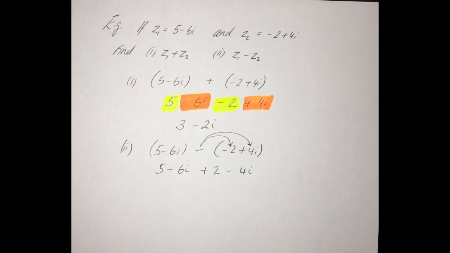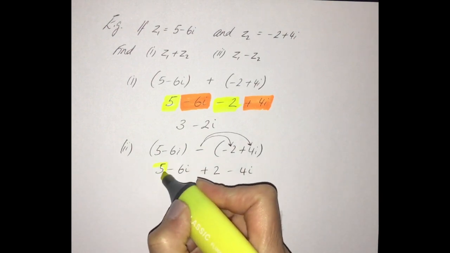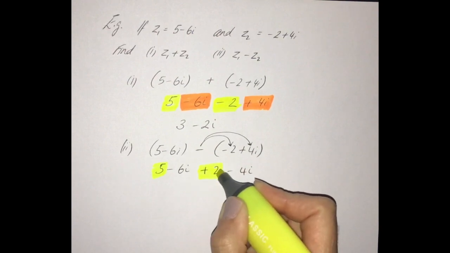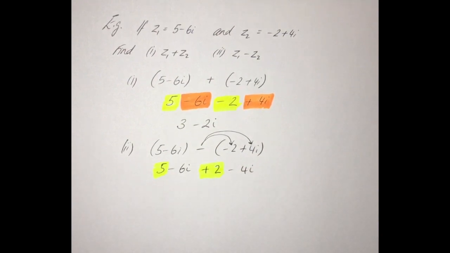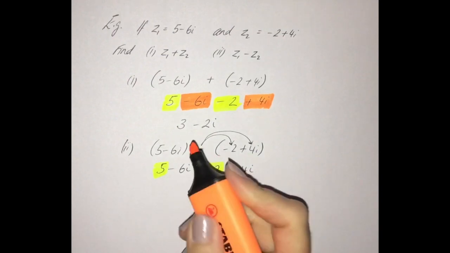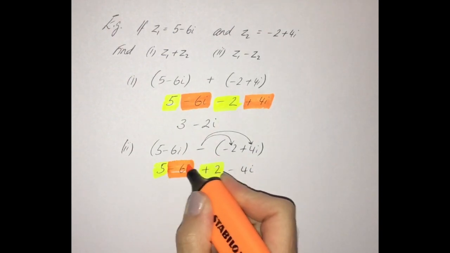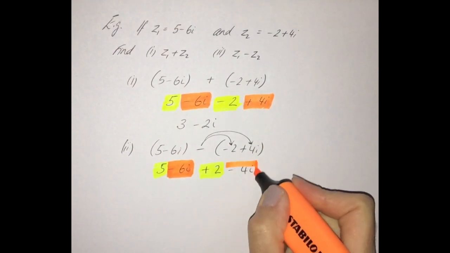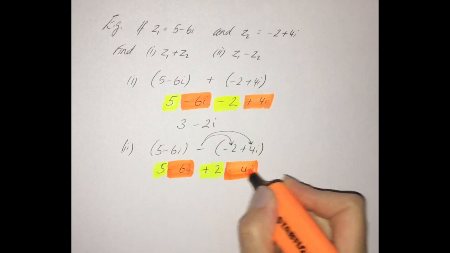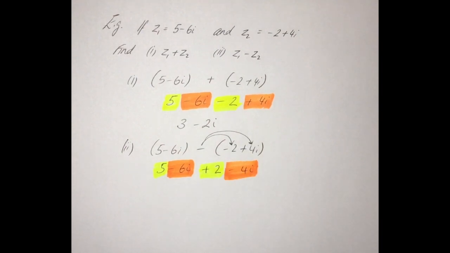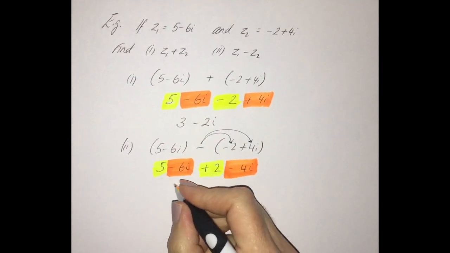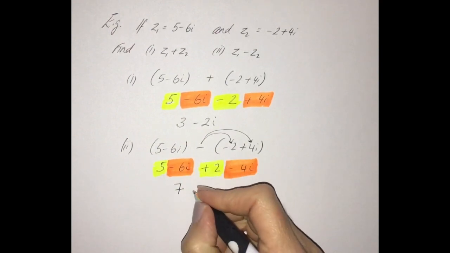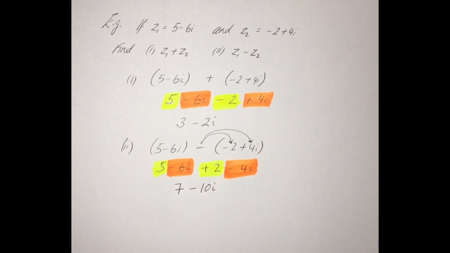So adding together the real with the real, now we have 5 plus 2. Make sure you consider and include that sign to the left when you're doing your additions and subtractions. And we have a minus 6i, the imaginary with the imaginary now, minus 4i. Right, so let's work that out. So we have 5 plus 2, which of course is 7, and minus 6i minus 4i is a minus 10i.